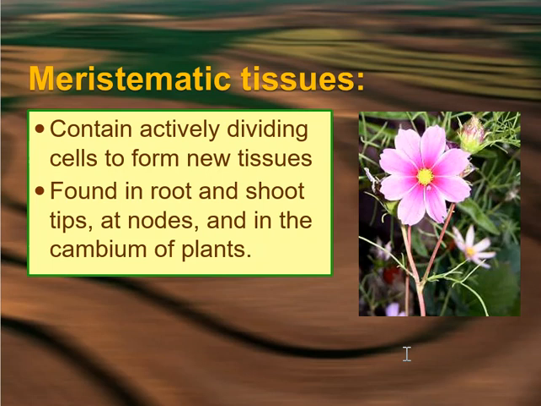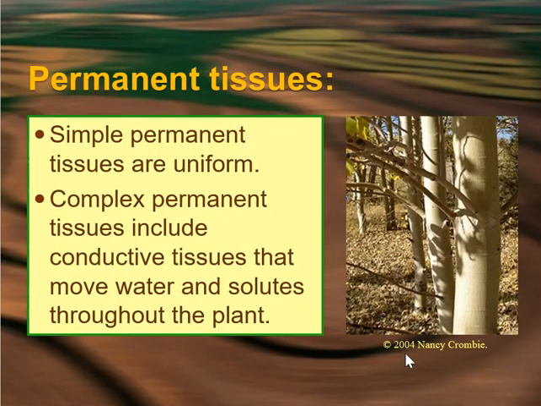So they contain actively dividing cells. So that means they're continually growing. So in other words, they're like the part that you will see that grows. So it's found at the root and then at shoot tips at nodes. So nodes are like in between sections of a stem. So they will keep growing the stem. So this is kind of essentially what makes this grow larger.